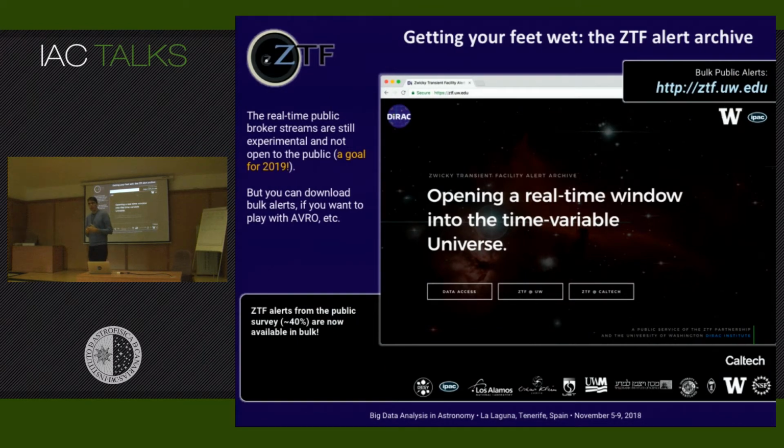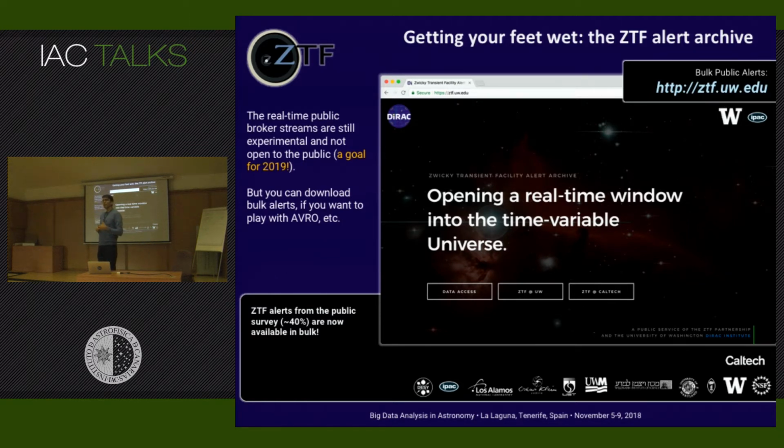Okay, so where do you find yourself in all of this? These alert streams look almost exactly like the LSST one is going to look, but they're still experimental and they're not open to the public. So right now we're just sending them to the alert brokers that will eventually make them open to the public. But we ourselves are trying to do something like that in 2019. So hopefully in the next 6 to 9 months, there actually is going to be an alert stream that anyone will be able to connect to.